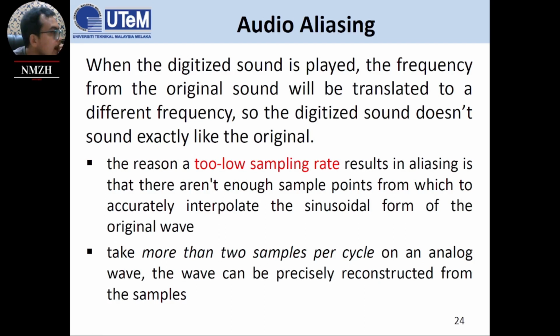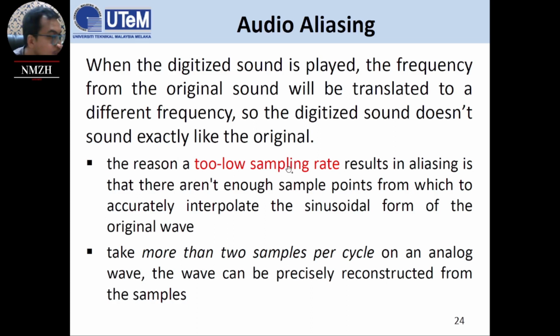Example, the frequency maximum is 5,000. What is the sampling rate? 5,000 frequency max, meaning 2 times 5,000 is 10,000, right? So the sampling rate must be at least 10K. Imagine that we are given a sampling rate of 8K or 7K.